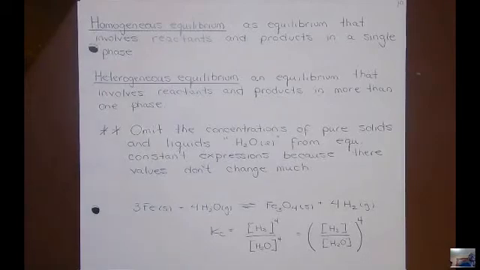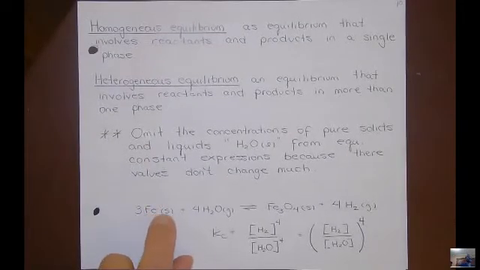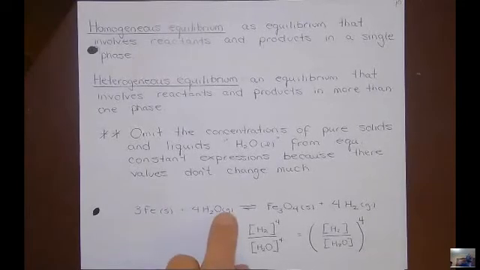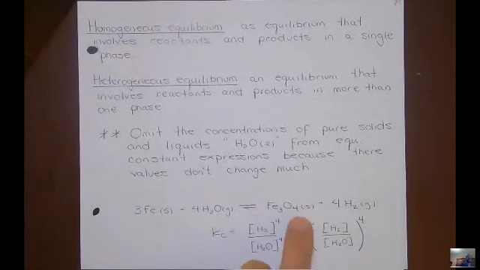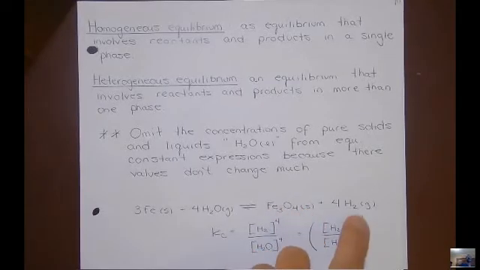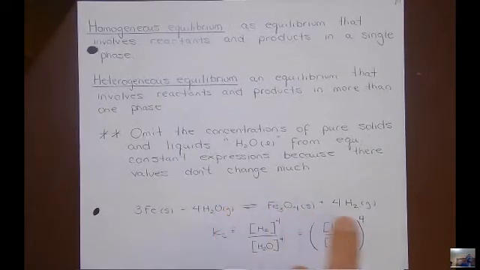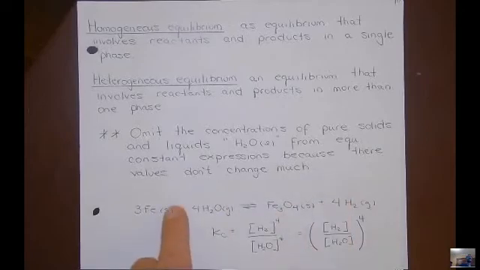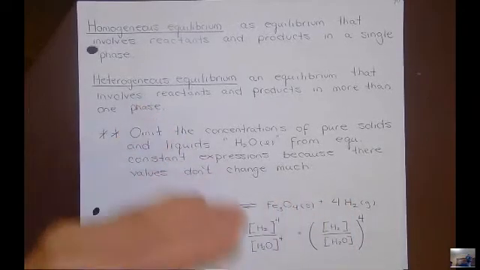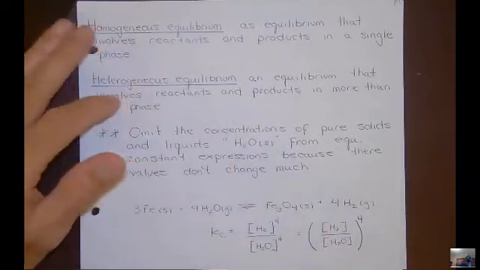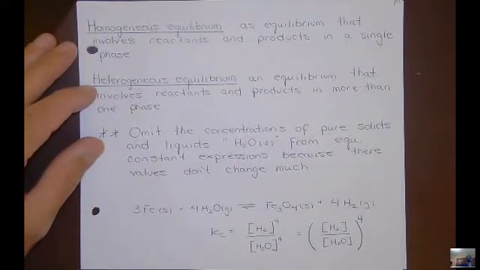So an example of that is if you had a chemical reaction like the one down here, where you had iron solid reacting with water gas to make iron oxide solid, this is rust, plus hydrogen. So 2 of the things are in the gas phase and 2 of the things are in the solid phase. So this equilibrium down here would be considered a heterogeneous equilibrium.